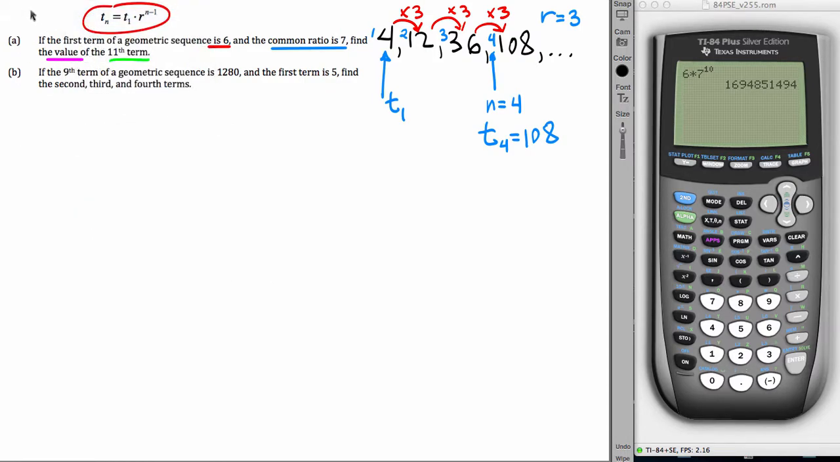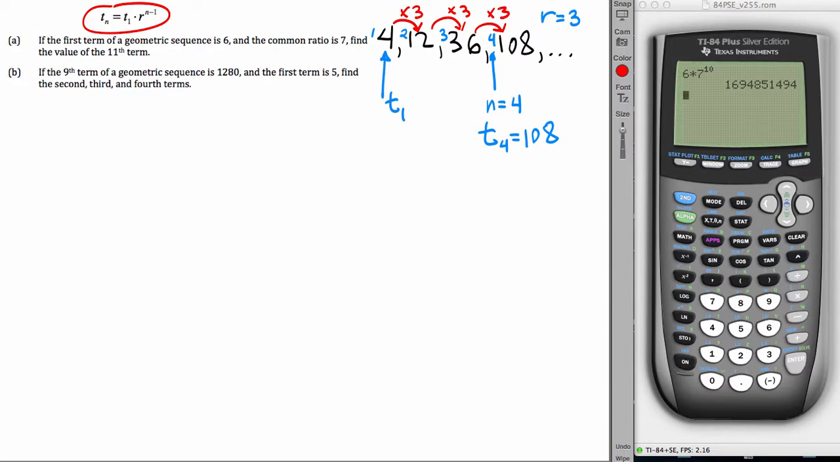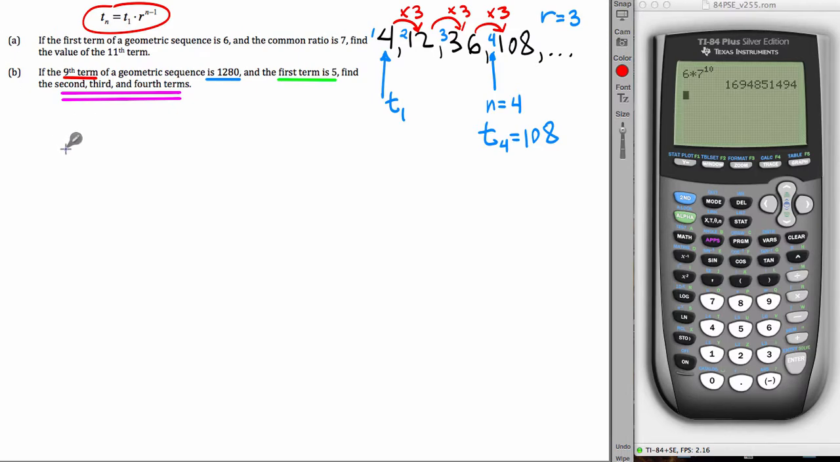Now, this time the problem is a little bit different, and let's go through the reading of the problem. If the 9th term of a geometric sequence is 1280, and the first term is 5, find the second, third, and fourth terms. So let's assign some symbols to all of that.